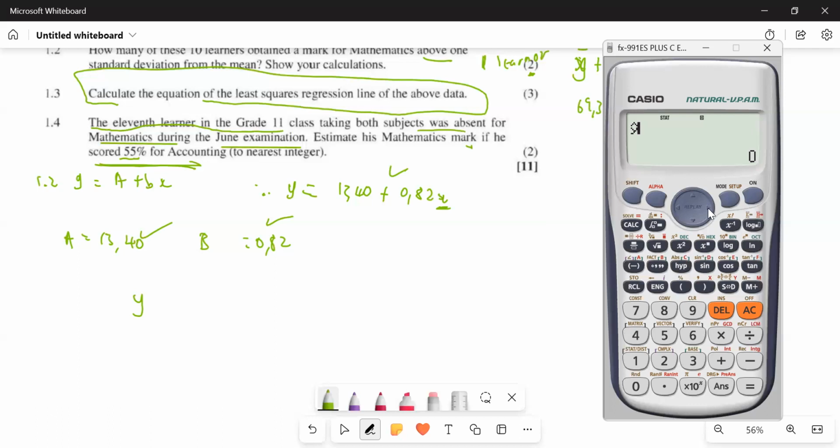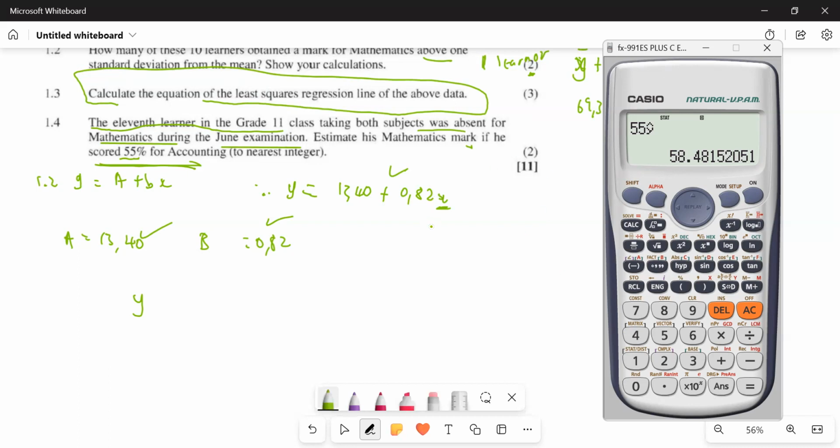Now look at this. I go to replay here, and then I put the 55 before the Y. So I'm telling it, when X is this, what is going to be Y? So I put 55 and press equals, and it says when X is this, this is what Y is going to be.